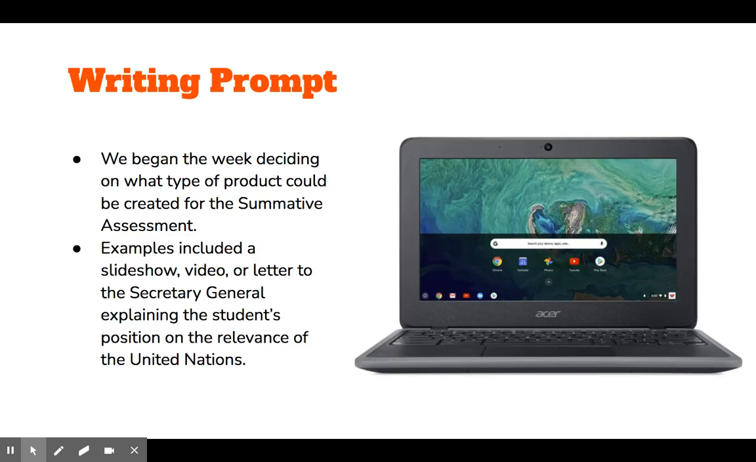We began the week deciding on what type of product could be created for the summative assessment we are going to have to wrap up Unit 1. Examples that students generated included a slideshow, a video, or a letter to the Secretary General explaining the student's position on the relevance of the United Nations.